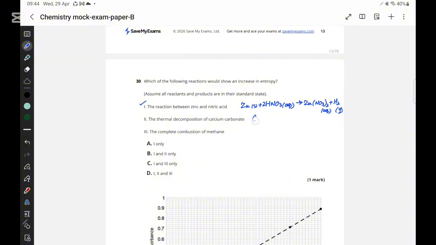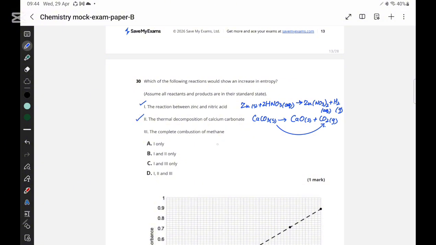The second one is calcium carbonate in solid state forming calcium oxide in solid state plus carbon dioxide in gas state. So you are going from solid to gas state. You can see that you are moving from less disorderness to more disorderness. So it is going to be an increase in entropy as well.